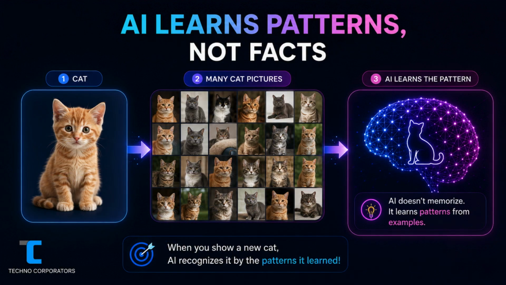Here's one of the most important ideas in AI. ChatGPT doesn't store knowledge the way humans memorize facts. Instead, it learns patterns. Imagine showing thousands or even millions of pictures of cats. Over time, the AI begins recognizing the common features that make something look like a cat. The same idea applies to language. It learns patterns in words, sentences, and ideas, not by thinking, but by recognizing relationships.